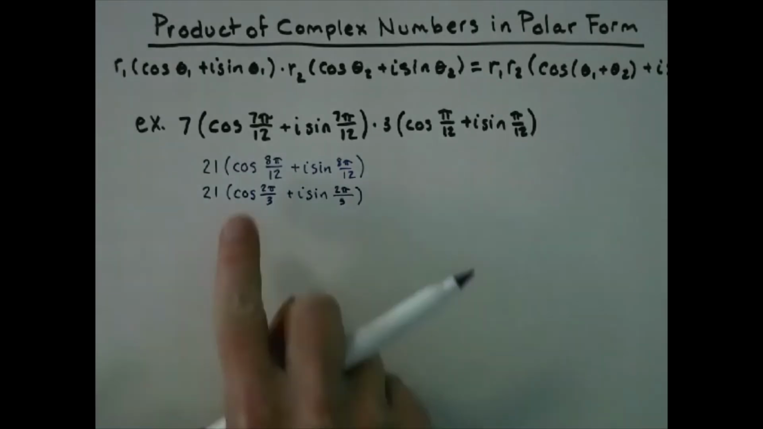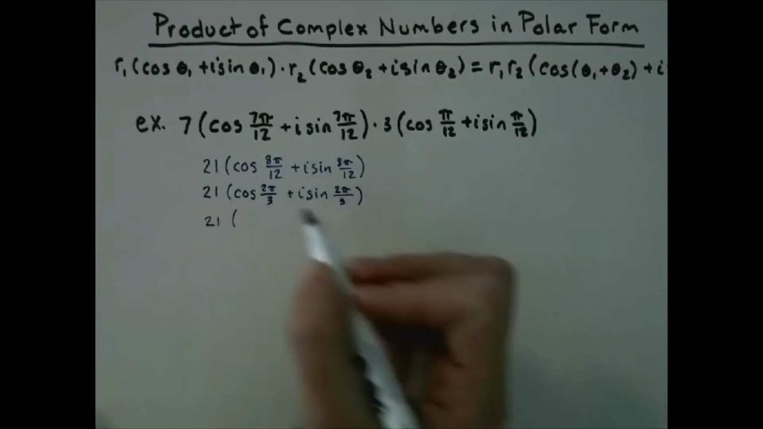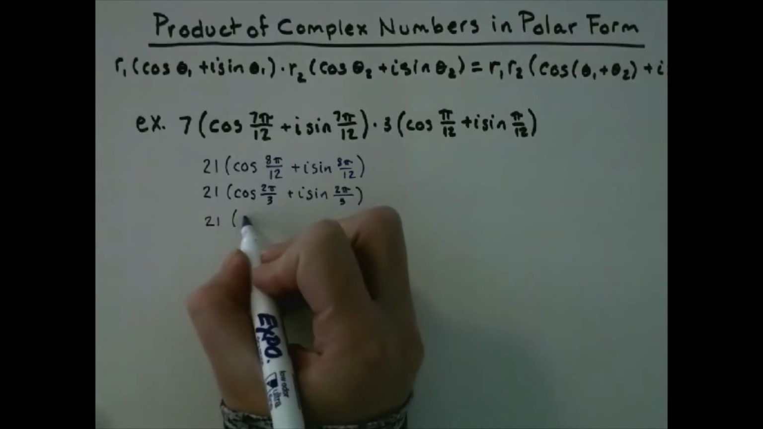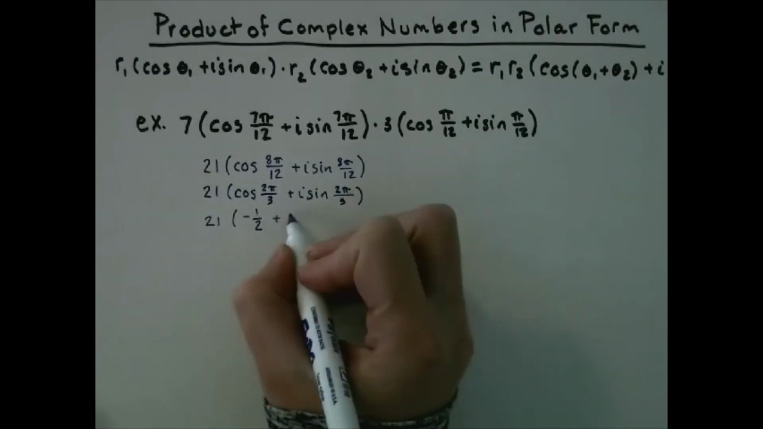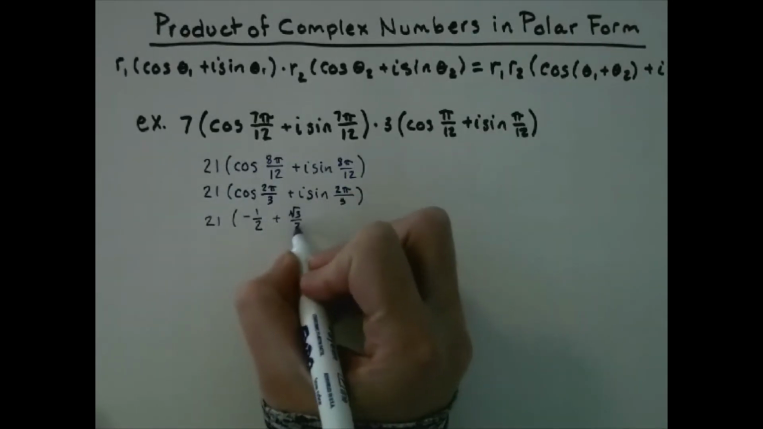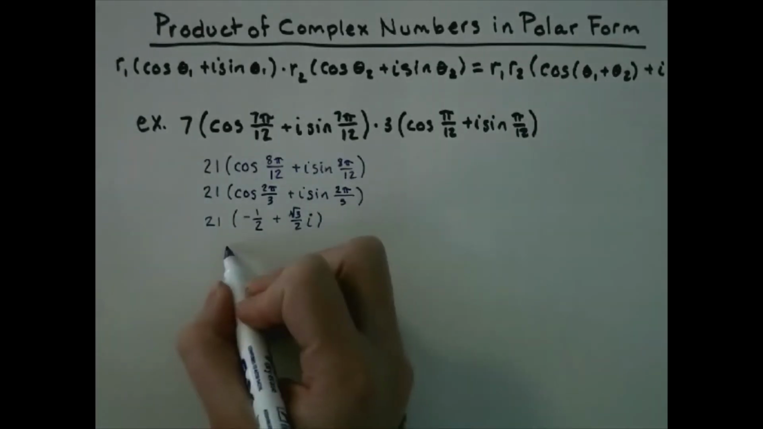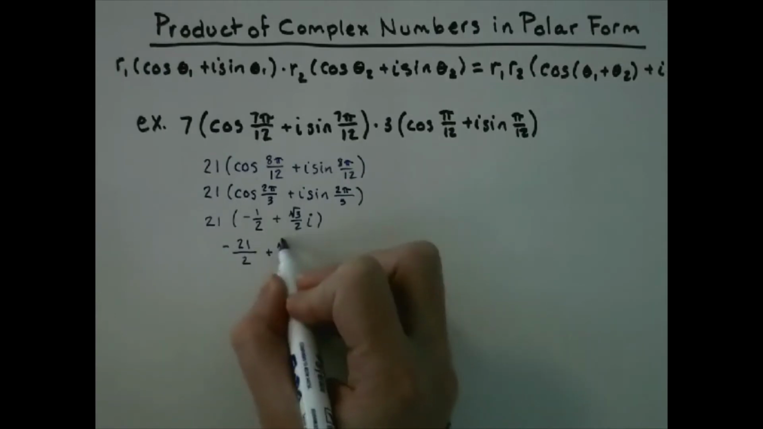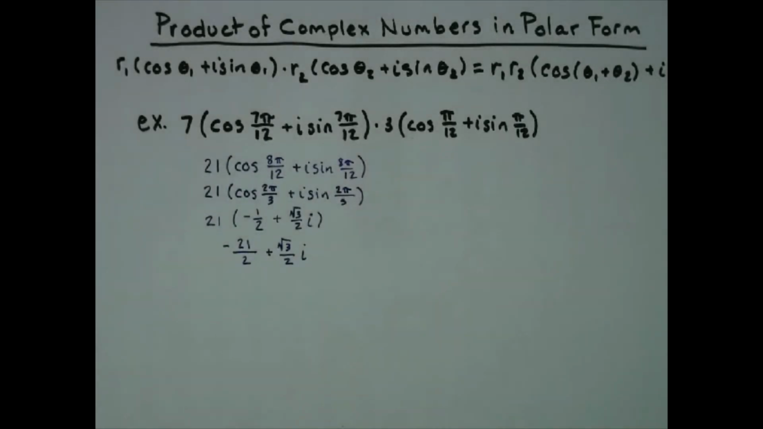Okay, and then we're going to use the unit circle to evaluate these two. Cosine 2 pi over 3 is negative 1/2. Sine is a positive root 3 over 2. Don't forget our i, and then distribute. So our product here is going to be negative 1/2 plus root 3 over 2 i.